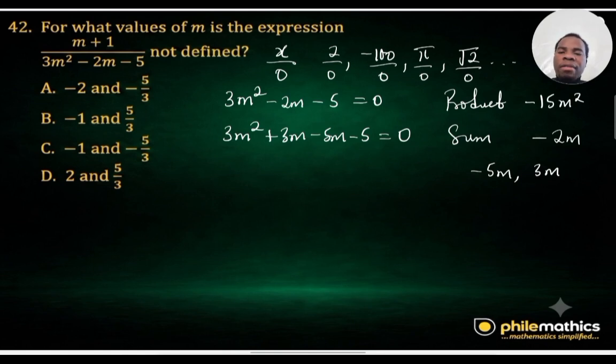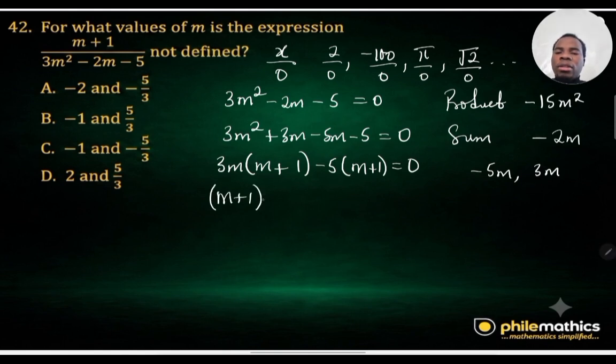3m is common in the first two terms. We factorize 3m out, we're left with m here, we're left with 1 here. Minus 5 is common in the last two terms. We factorize minus 5 out, we're left with m, and into minus 5, we're left with plus 1. Now, m plus 1 is common in these two terms. We factorize m plus 1 out, we have m plus 1, and in the first, we are left with 3m, in the second, we are left with minus 5 equals 0.